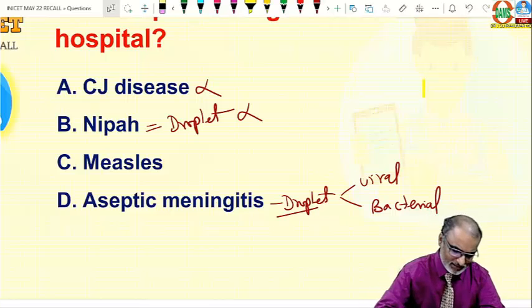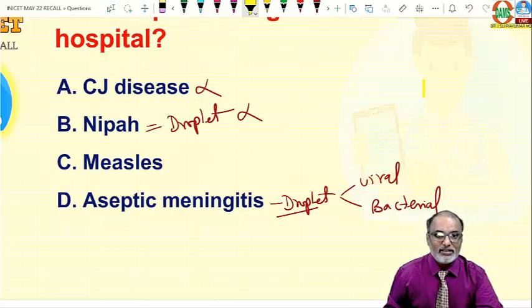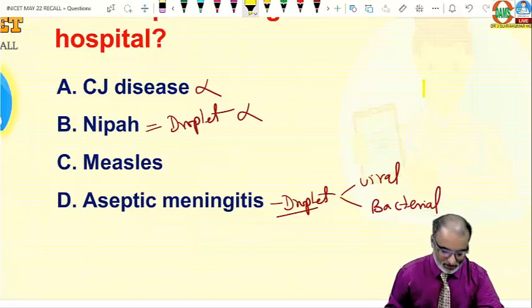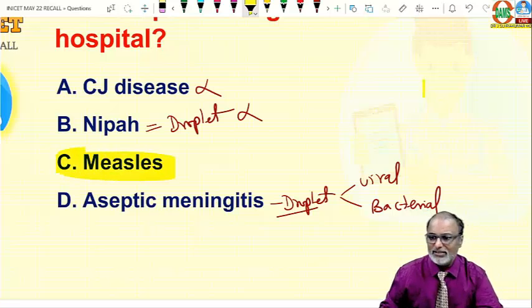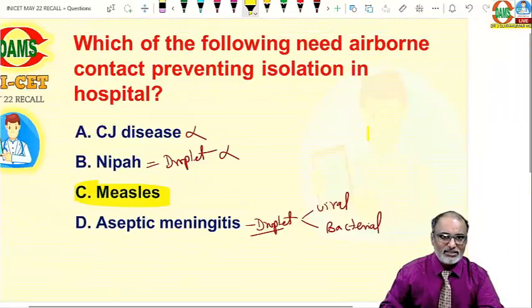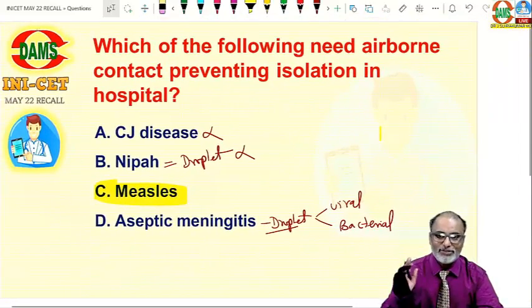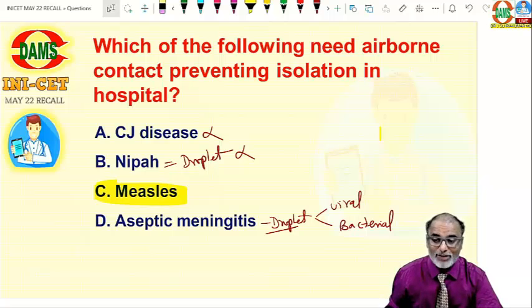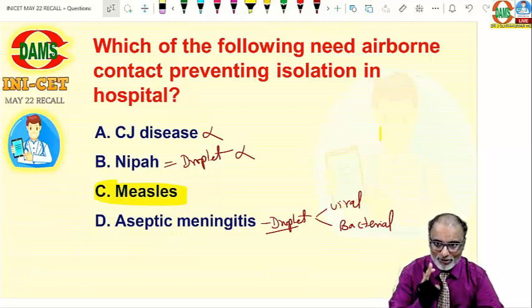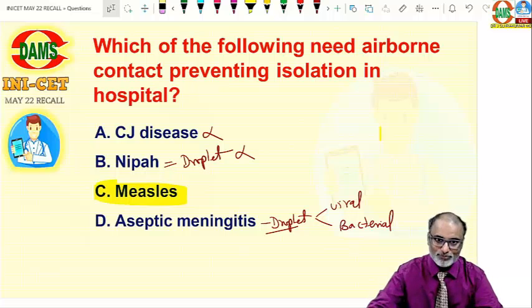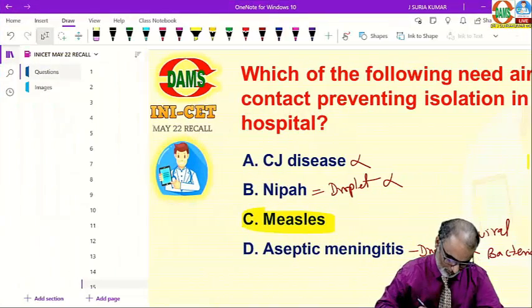So here the correct answer, we need airborne infection prevention isolation needed for measles. For that, the diagram is very important, and you need to know about each pathogen, how it spreads. Many times people confuse Nipah and measles, both by inhalation, but one is airborne, another one is droplet. That difference you should know. Got it?